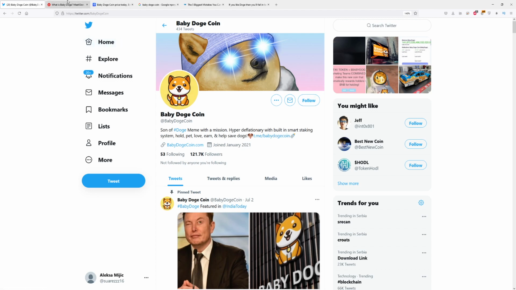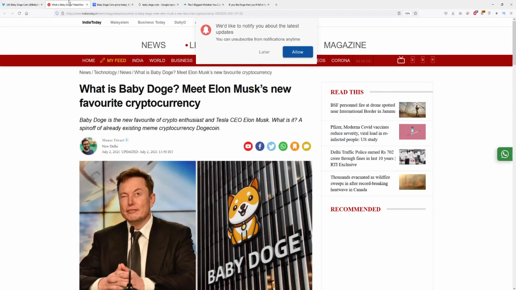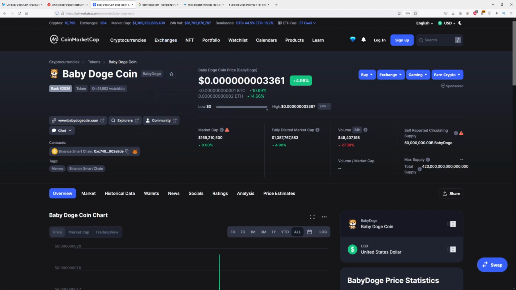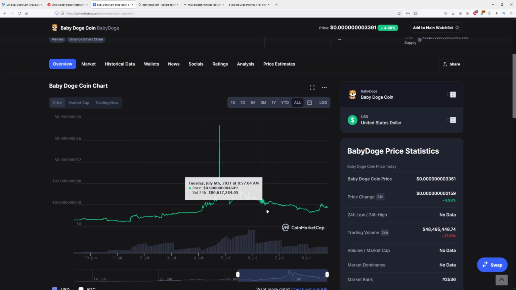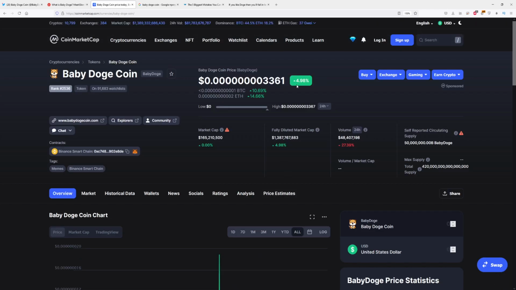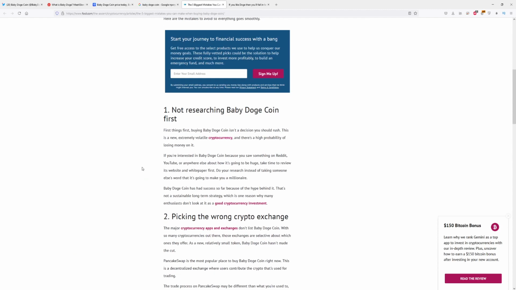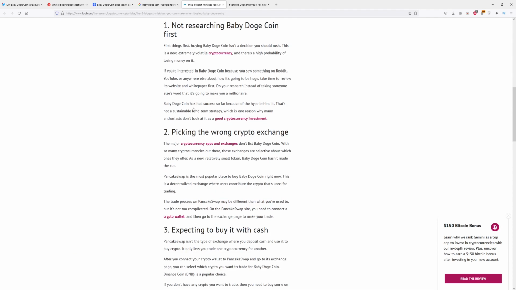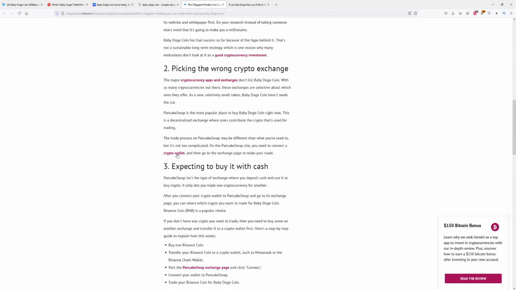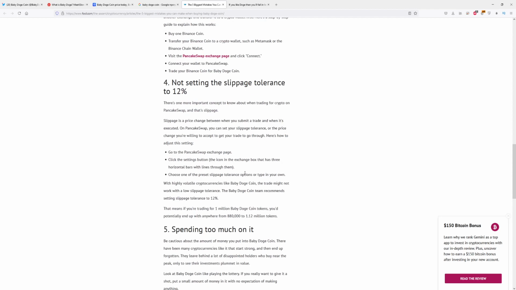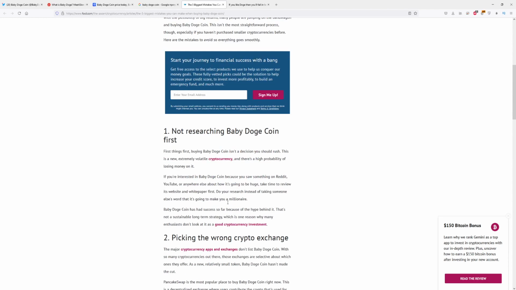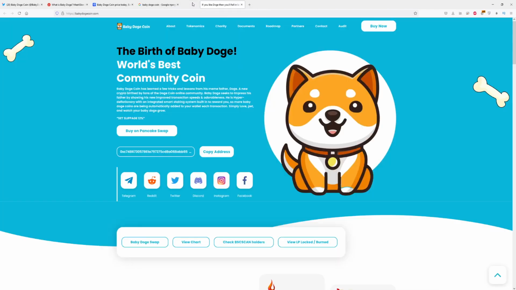There will be definitely some new cryptocurrencies that will come up, so I wouldn't get too attached to Baby Doge coin. The price is okay, but it's still decreasing a lot, so I don't see any future for Baby Doge coin unless we have some exciting news in the future. So about these five biggest mistakes: not researching Baby Doge coin first, picking the wrong crypto exchange, expecting to buy it with cash and stuff like that. These are not very interesting, so I would definitely skip it.